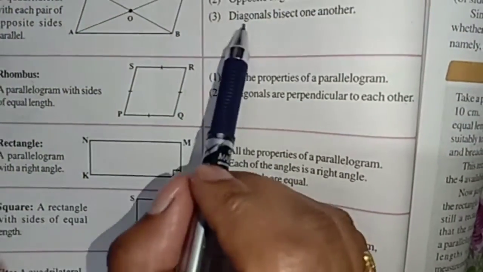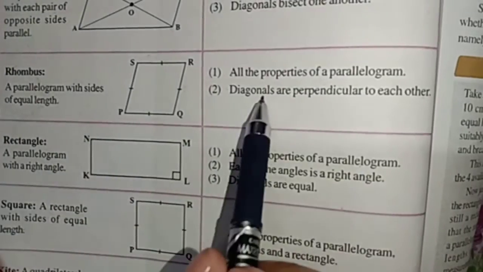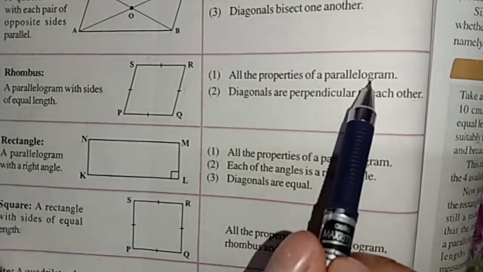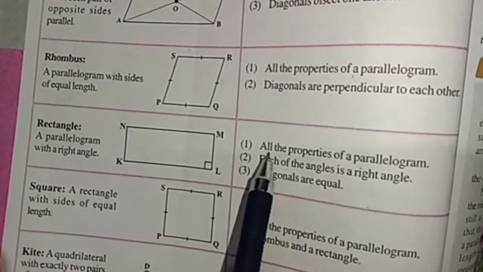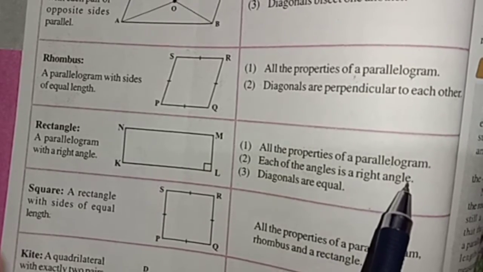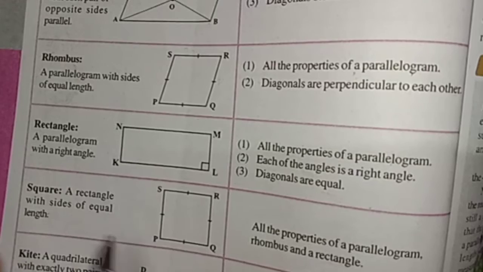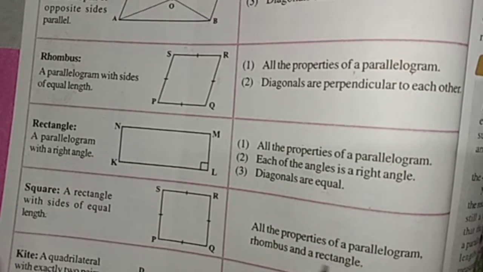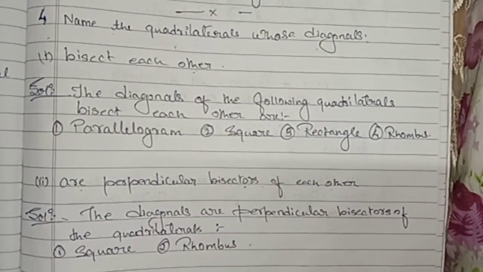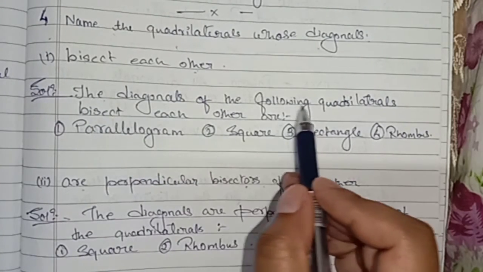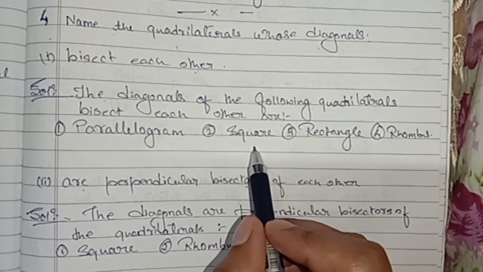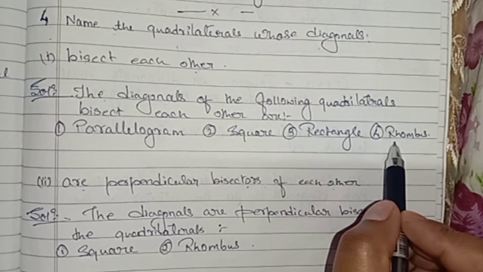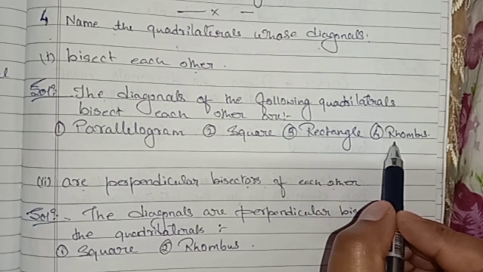If we check the parallelogram, yes, the diagonals bisect one another. Rhombus: diagonals are perpendicular, and all the properties of the parallelogram also follow in a rhombus. Rectangle: all the properties of a parallelogram, each angle is a right angle, diagonals are equal. Square also has all the properties of a parallelogram, rhombus and rectangle. So the answer: the diagonals of the following quadrilaterals bisect each other: parallelogram, square, rectangle, rhombus. Please read the properties carefully and go through them.